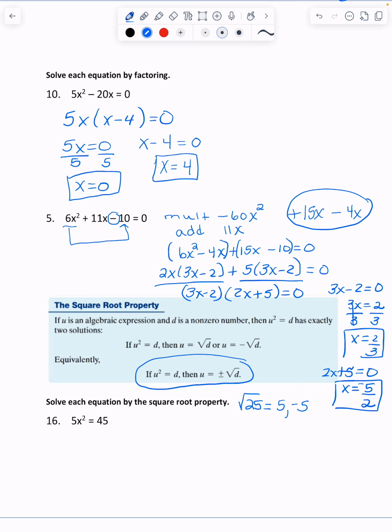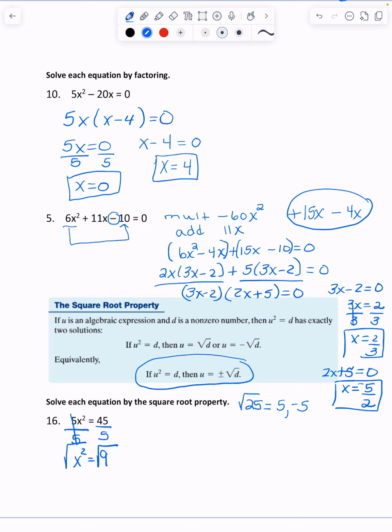So to do that, I'm going to divide both sides by 5. So that's going to cancel out. I get x squared equals 45 divided by 5, which is 9. So to solve something that is squared, I'm going to do the opposite, which is to take the square root. So I'm going to take the square root of both sides.